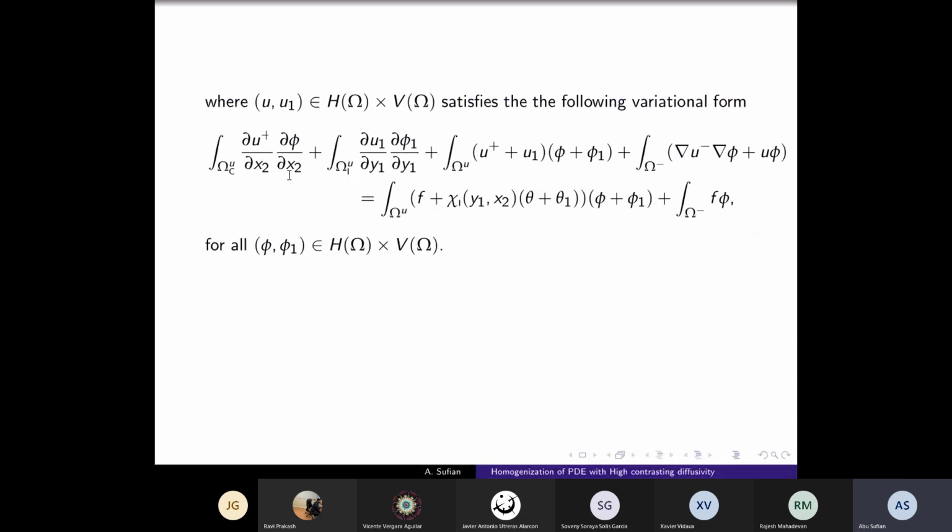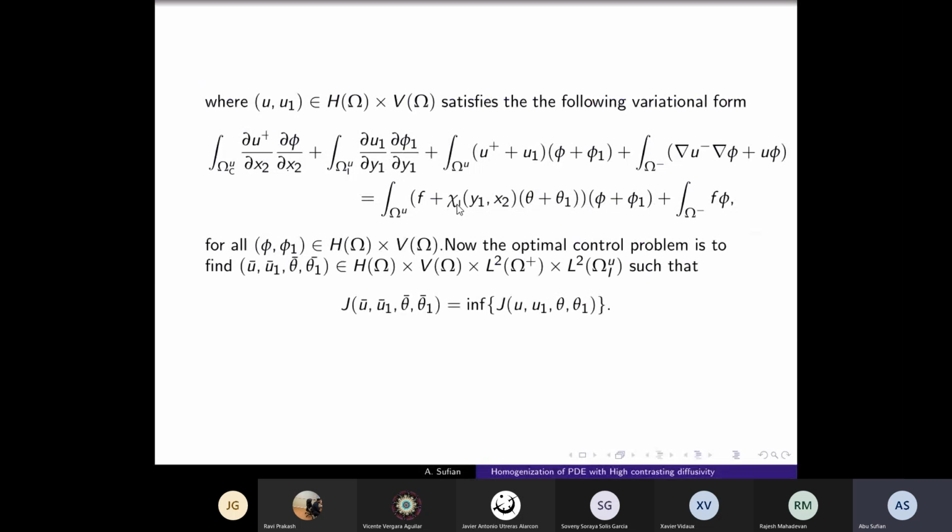Again, the left part has the same structure, but with f you have chi I y1 x2 (theta plus theta 1) (phi plus phi1) plus integral over omega minus f phi. Earlier we had only one control, that is theta, and theta is independent of y1. But here we have theta and theta 1. The theta part is independent of y1, that is fine, but theta 1 depends on y1, and because of this we will not be able to separate the scales fully. So in the limit also we are going to have some contribution coupled with the micro scale.